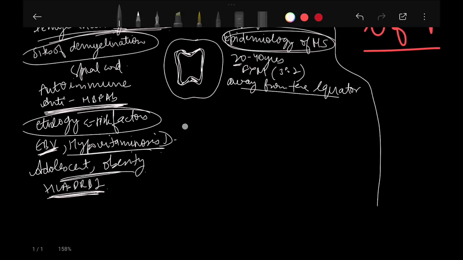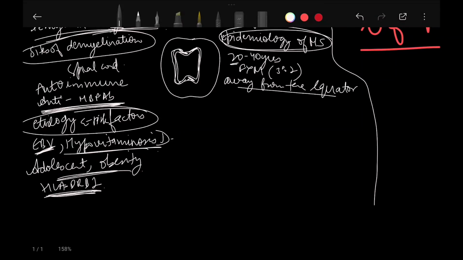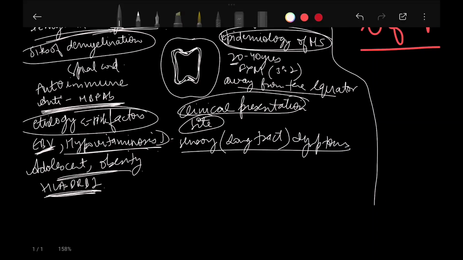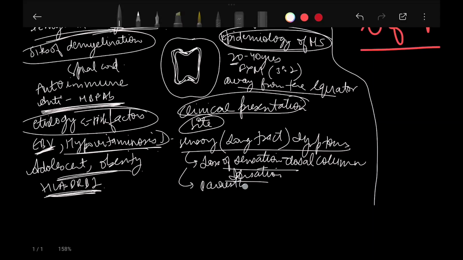Till now we studied the sites of demyelination, the epidemiology, the etiology, and then the clinical presentation. The clinical presentation depends on the site of demyelination, such as the spinal cord. The most common presentation is sensory or long tract symptoms: loss of sensation in the dorsal column, then paresthesia, then pain.